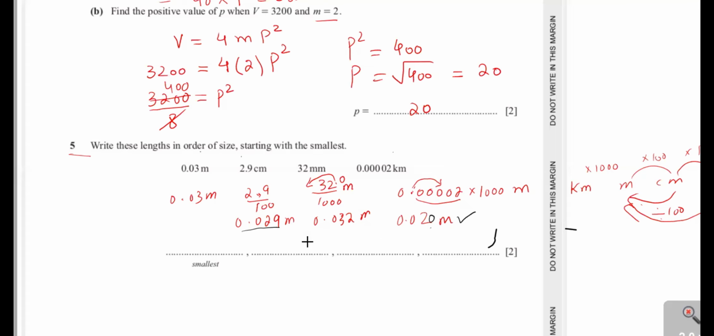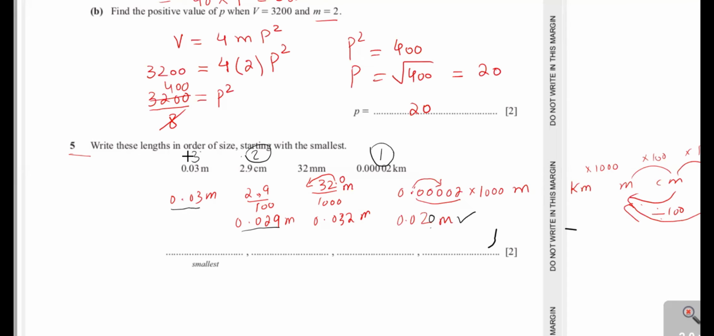We will write the smallest value first. 0.020 is the smallest value. This is equal to 0.00002 kilometer. We will write this firstly. The next value after this is 0.029 meter. This is second. And the third is 0.030.